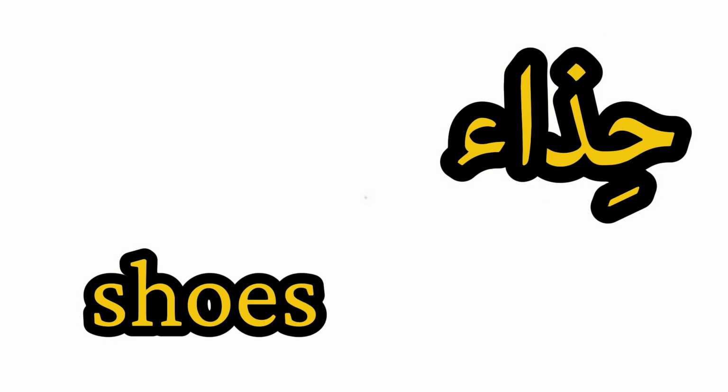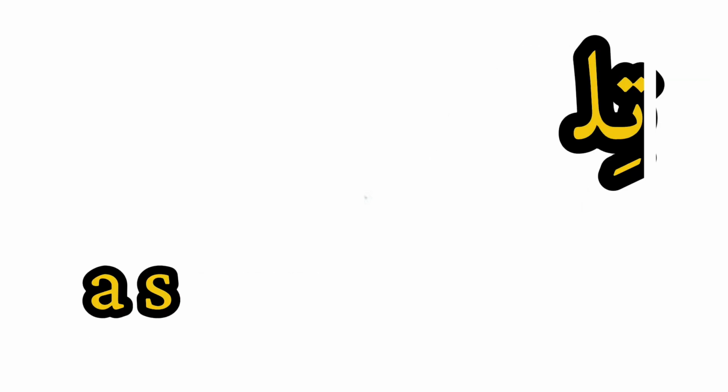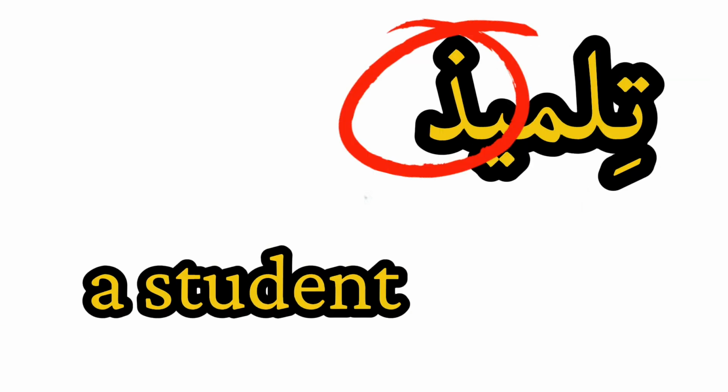The other shape of Zal, as we can see, is in Hiza, and Hiza means shoes. Zal comes in the middle of the word, after the letter Ha. And we have the word Tilmiz, and Tilmiz means a student, and it comes in this shape because it comes after the letter Ya.